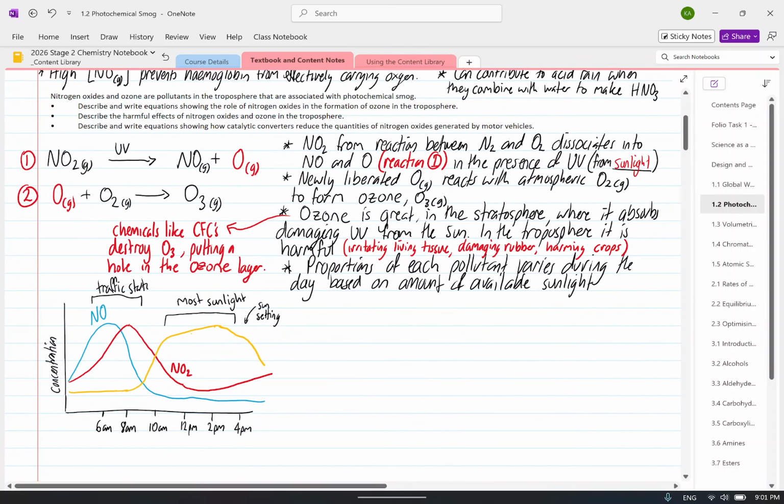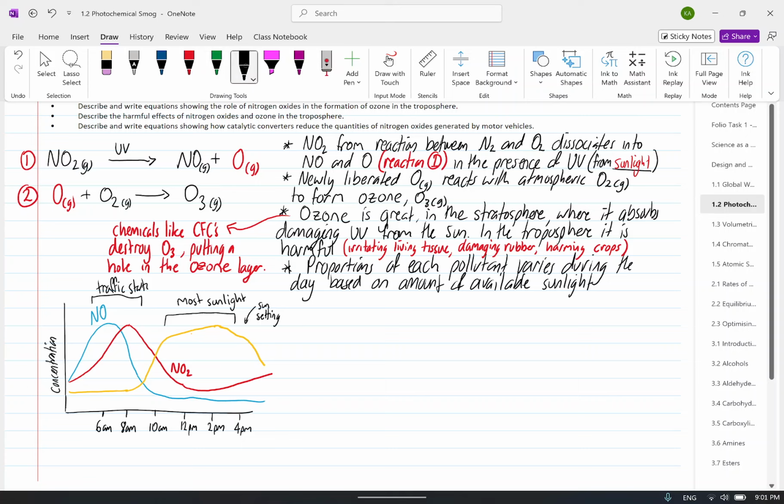Now, in this section, we have just one more bit of information. I've got a graph that I have sketched. You'll find this in the textbooks as well. But what we see here are the proportions of each pollutant. So as the day goes by, you've got our NO concentration, you've got the NO2, as well as another substance, which I have apparently forgotten to label. So I'll have to do that now.